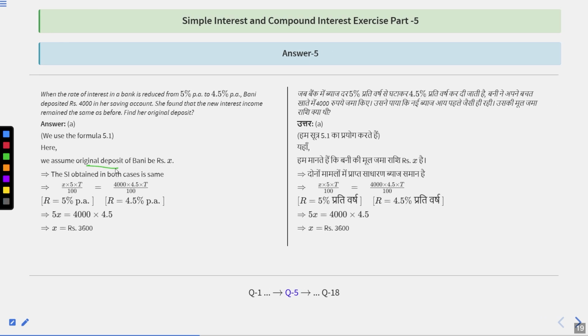Now we assume the original deposit by Bani is X rupees. So the SI obtained in both cases is the same. It is given in the question. So if she invests X rupees at 5% per annum for time T, multiplied and divided by 100, it equals when she invests 4,000 at the rate of 4.5% for the same time T divided by 100, we get the same simple interest. Here the rate is 5%, and in the second condition the rate is 4.5%. When we calculate it, we get the value of X, which is 3,600. So A is the correct answer. Next one.